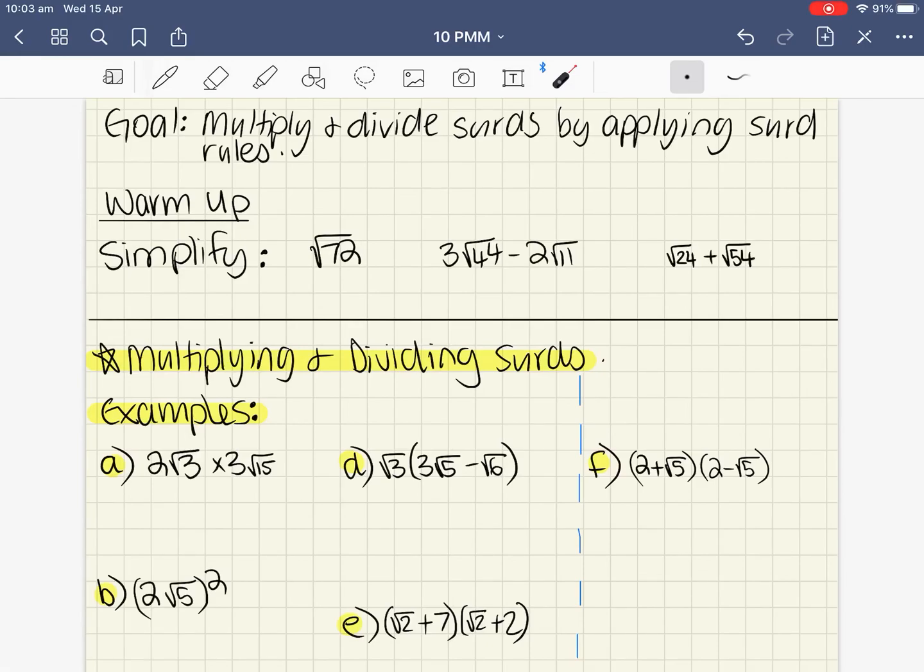Hey everyone, today we're going to keep going with surds. Last lesson we were adding and subtracting like surds, and today we're looking at multiplying and dividing surds. In order to do this, we're going to have to use some of those surd rules that we learnt last term. As a warm-up, I want you to have a go at these three questions here.